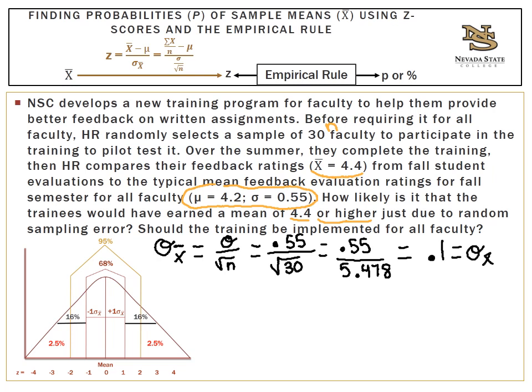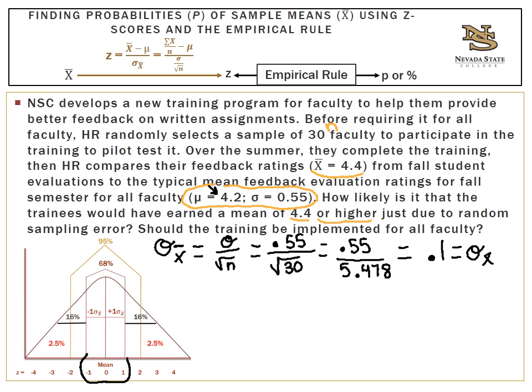That's our standard error. So just due to random chance, even if the training had no effect, I would expect my sample mean to be about 0.1 points higher or lower. So just due to random chance, I would expect to have a sample mean between 4.1 and 4.3, adding and subtracting 0.1 to this original population mean. So in this example, a z-score of -1 would have a feedback evaluation rating of 4.1, and a z-score of +1 would have an evaluation rating of 4.3.